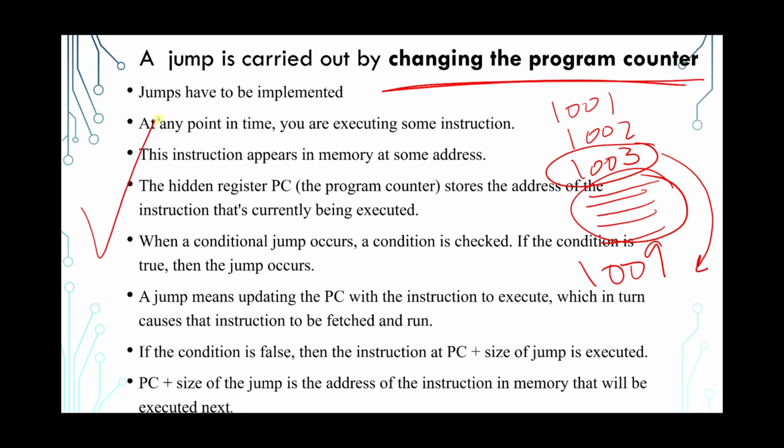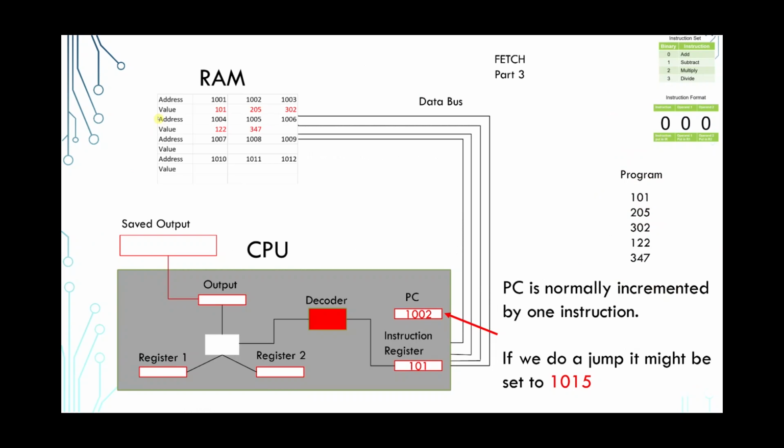And here is the explanation of what I've just said. So a jump has been implemented in this case. So here it is. I was doing okay, 1001, then 1002, but if we do a jump, it might set to 1015. Skip all those to 1015.